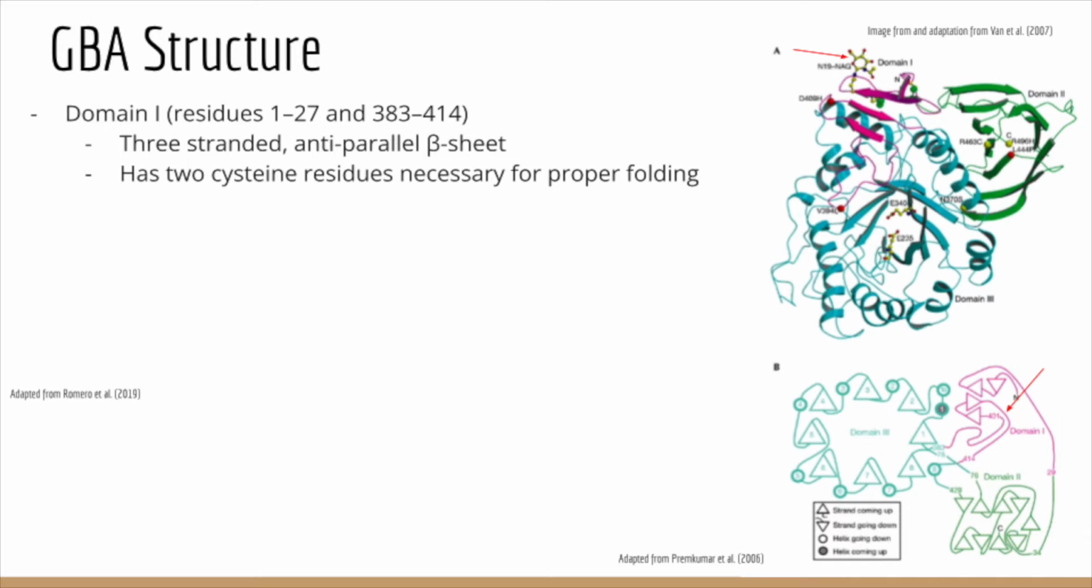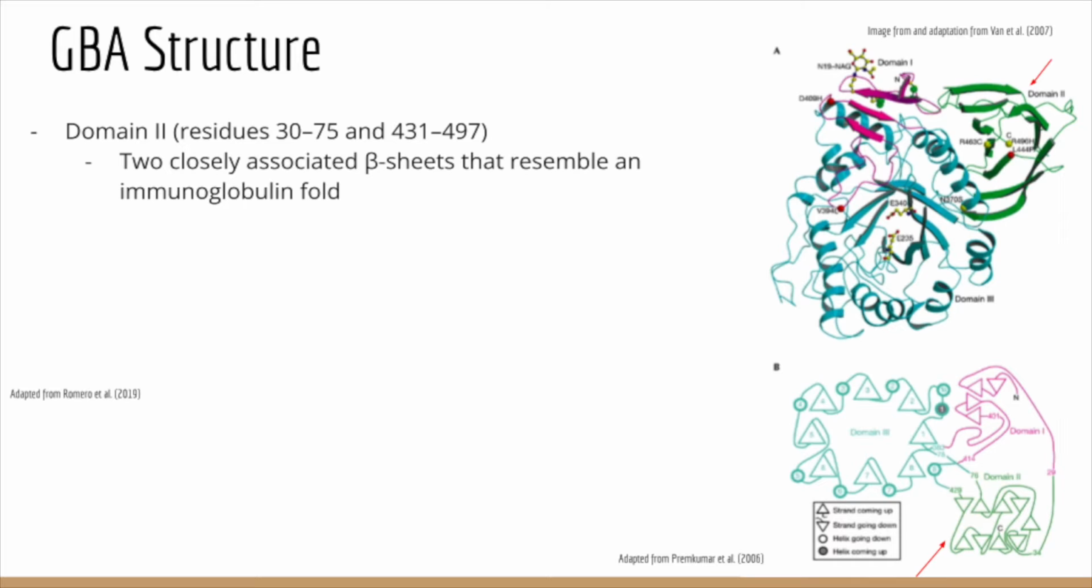If you look to the arrows on the right, you'll be able to see in the top 3D structure where the N terminal is, as well as in the bottom one there is a nice little loop that occurs there. Domain 2 consists of 2 closely associated beta sheets that resemble an immunoglobulin fold. If you look to the arrows on the right side, you'll be able to see where this fold is in the 3D structure as well as the drawing structure.